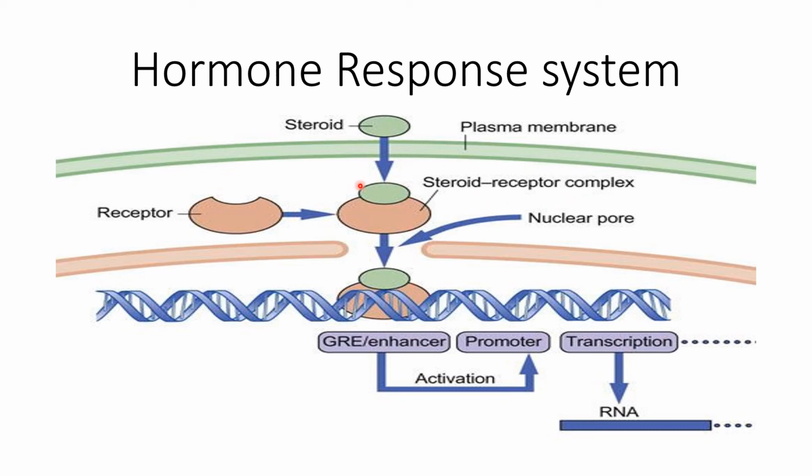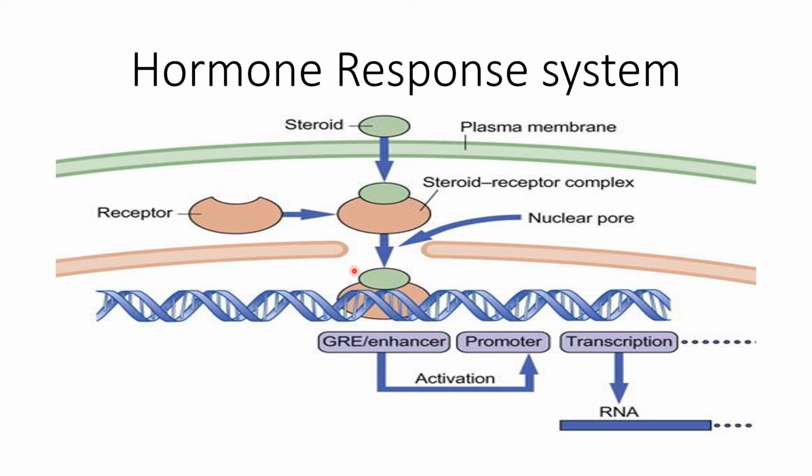Now these receptors are basically transcription factors, but they can only be activated when they bind with their respective ligands. These receptors contain three types of domains. One is the DNA binding domain, another is the ligand binding domain, and the third is the transcriptional activation domain. When they bind with their respective ligands, they become active, and now they bind to their response elements.